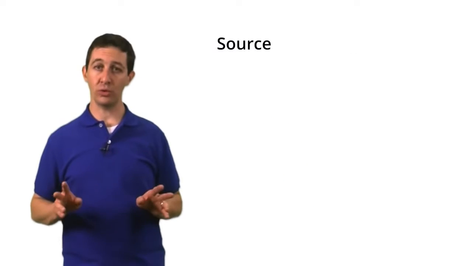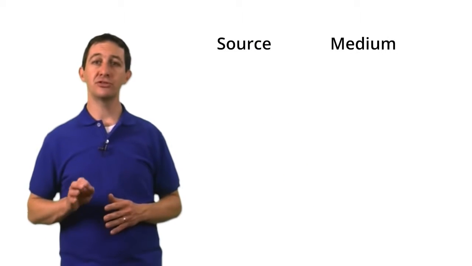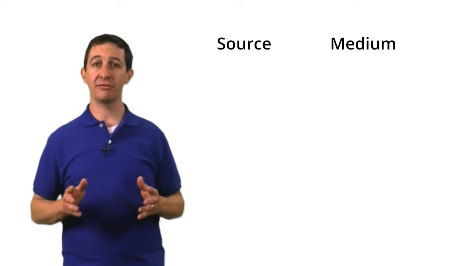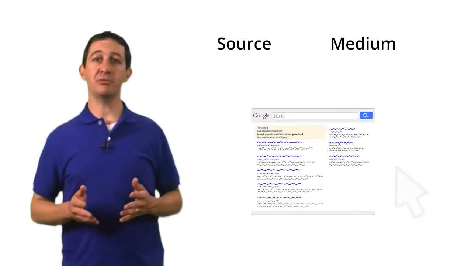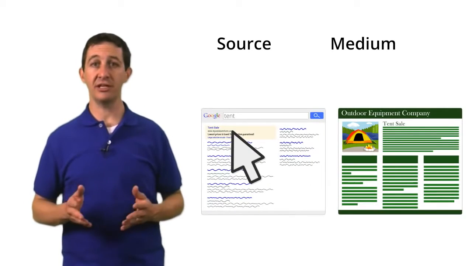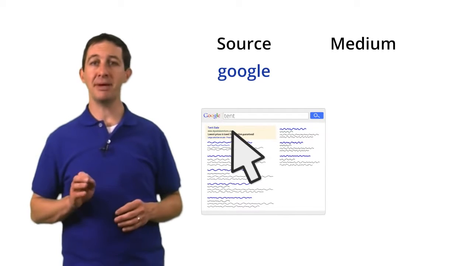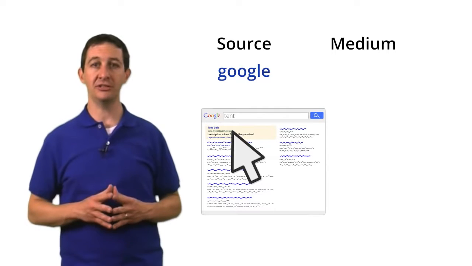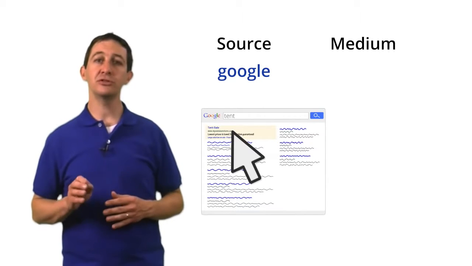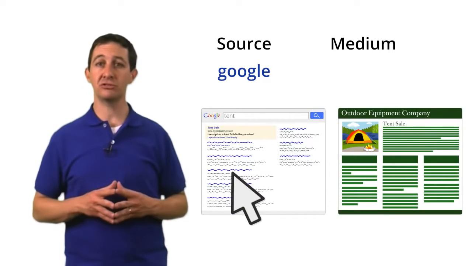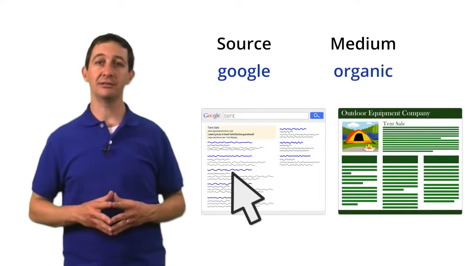For each user that comes to your site, Google Analytics automatically captures a number of attributes or dimensions about where the user came from. Two such dimensions are source and medium. The source is the name of a website that referred the user to your site. For example, if a user clicks over to your site from Google Search, the source will be Google. The medium is the mechanism or how the user got to your site. For example, if a user clicks over to your site from an unpaid search result, the medium will be organic.